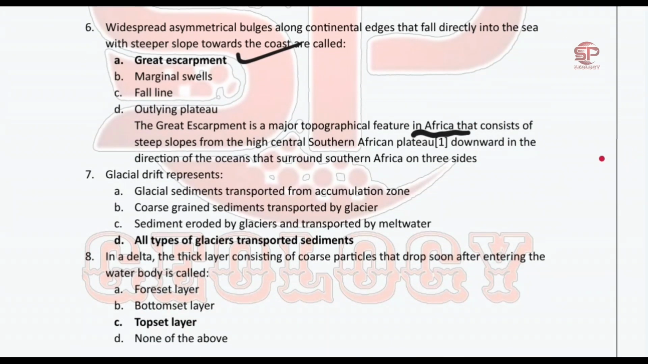Then comes glacial drift. Any sediments produced by glacial movement are called glacial drift. So all types of glacial transported sediments can be called glacial drift. So the answer will be D.